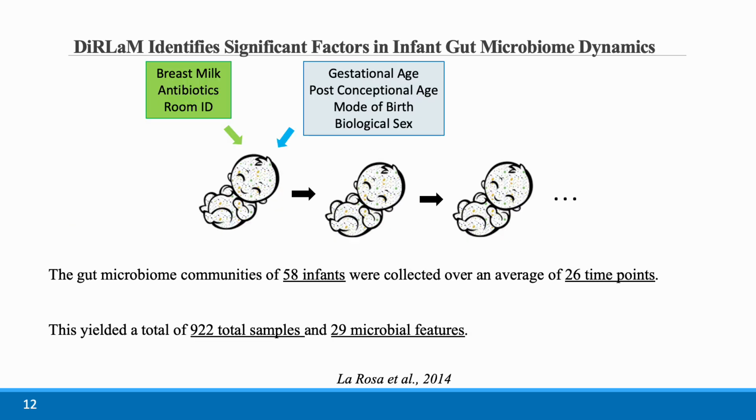Using these ways to interpret DiRLaM's modeling, we're going to turn to a real-world biological dataset for the rest of the talk. We will be using a longitudinal microbiome dataset from the study by La Rosa and others that looked at 58 infant gut microbiome communities over about 26 time points per subject. It gave a total of 922 samples and 29 microbial features. Host characteristics included gestational age, post-conceptional age, mode of birth, and biological sex. External factors included the amount of breast milk consumed, amount of antibiotics used, and room ID.